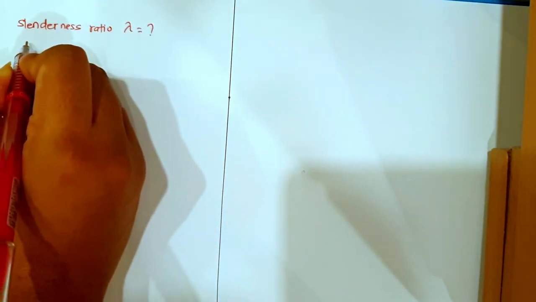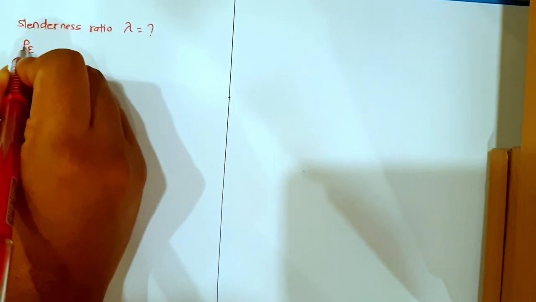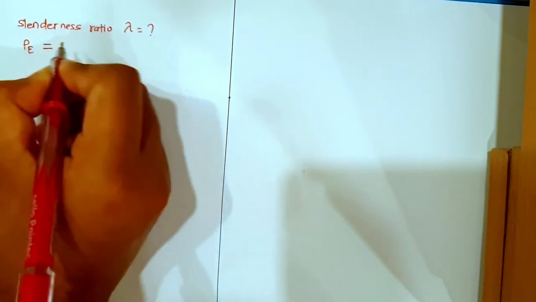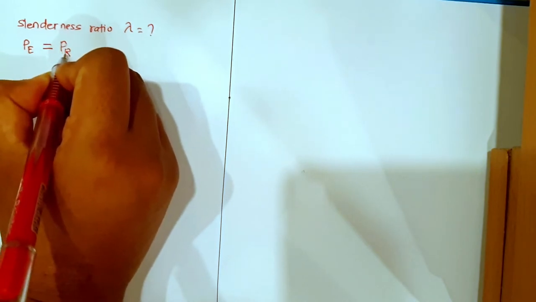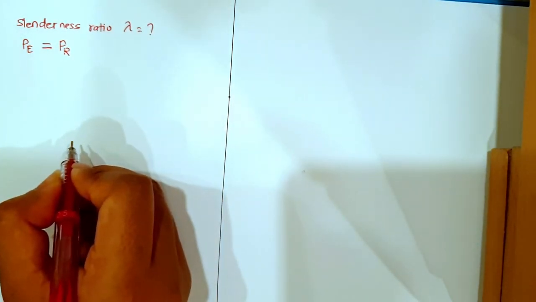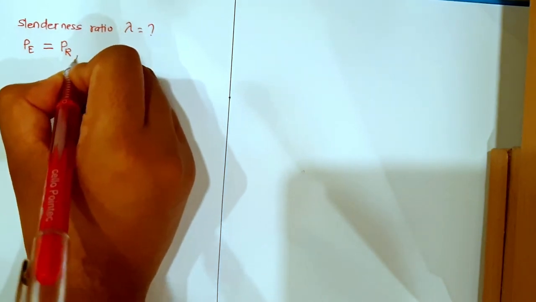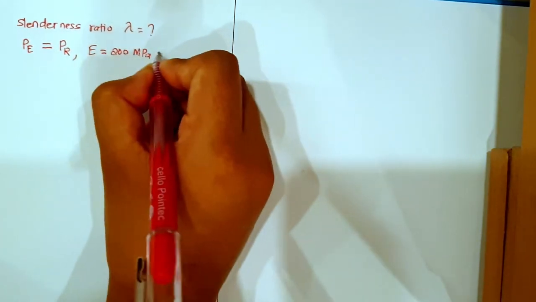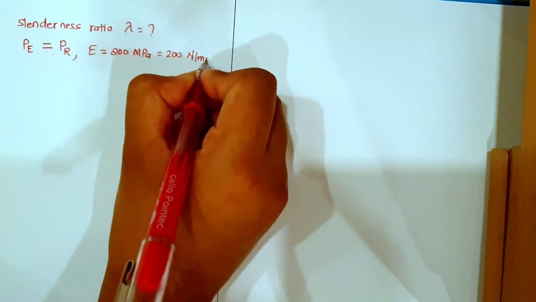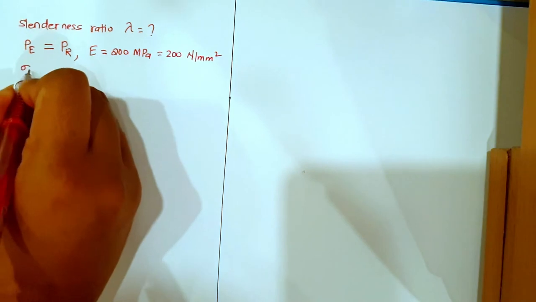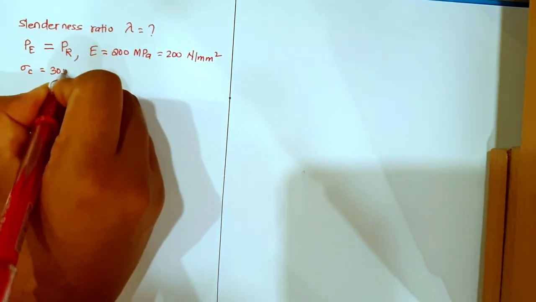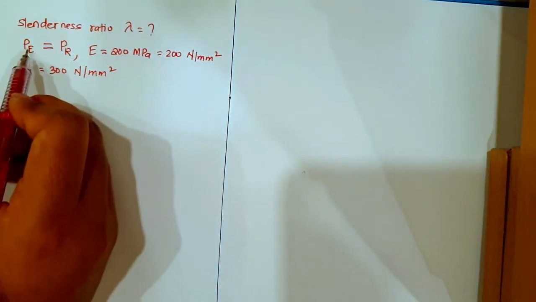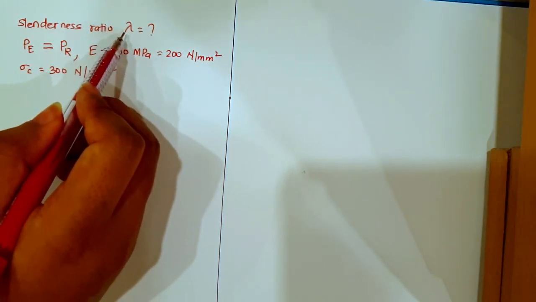It is saying Euler's crippling load, PE, and Rankine's failure load are of same magnitude. So they are the same, which means PE is equal to PR, where PR is the Rankine's failure load. Now the value of E, Young's modulus, is given equal to 200 megapascal, which means it is 200 newton per mm square. And the value of sigma C is given equal to 300 newton per mm square. Now we need to equate PE equals PR in order to find this slenderness ratio.